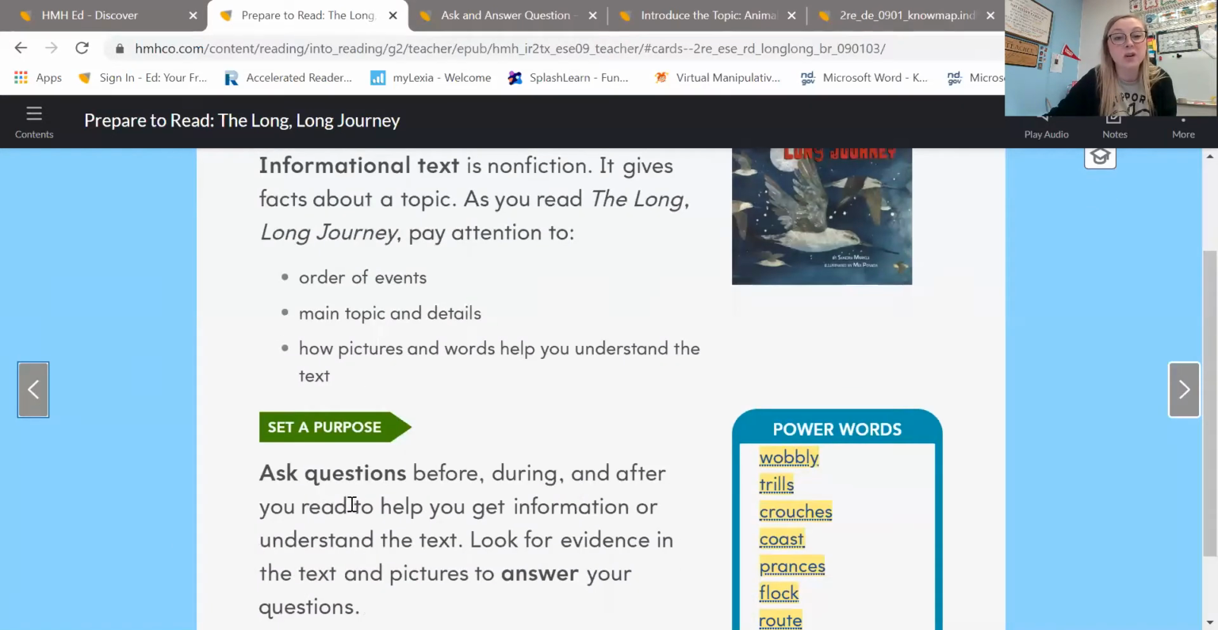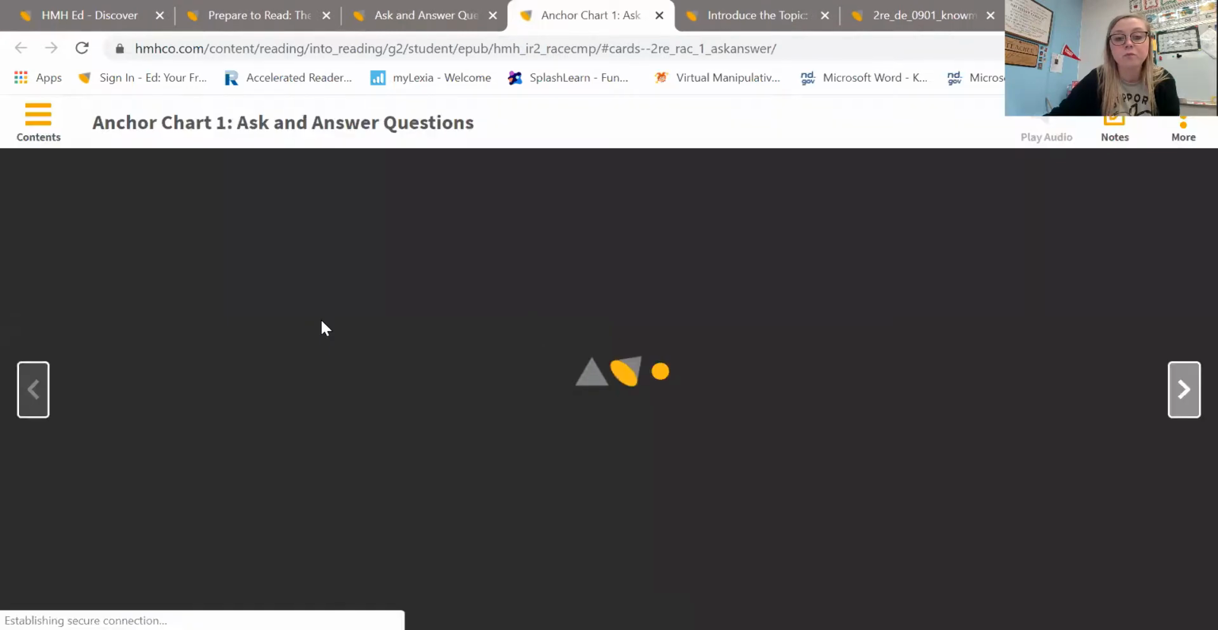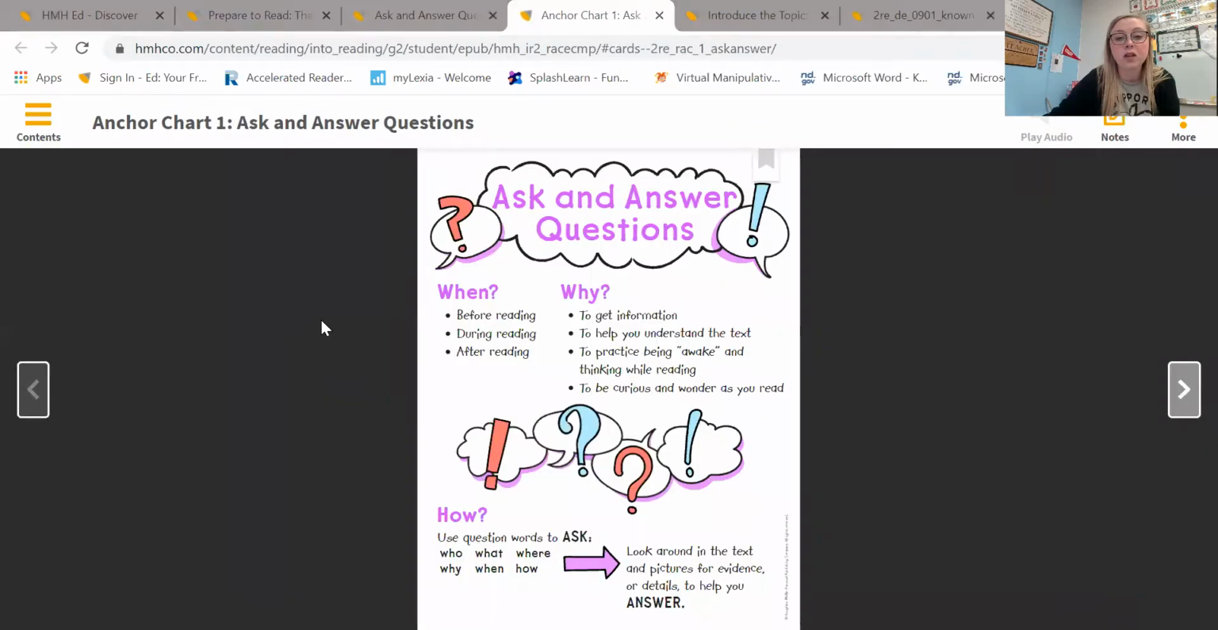Before you read, I want you to ask questions before, during, and after you read to help you get information or understand the text. Look for evidence in the text and pictures to answer your questions. I'm going to show you our little anchor chart for ask and answer questions. A lot of times when we read, we have lots of questions and we're wondering things. So when do you ask and answer questions? Before reading, during reading, and after reading. Just like when I have you answer those 3 questions after a story, that would be ask and answer questions after reading.